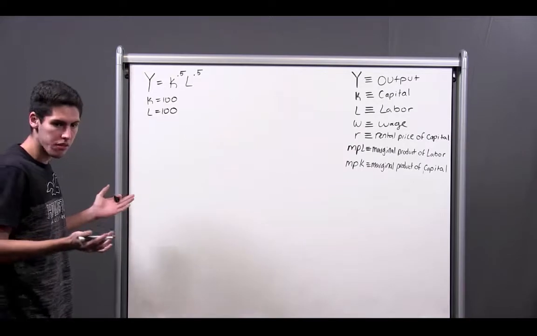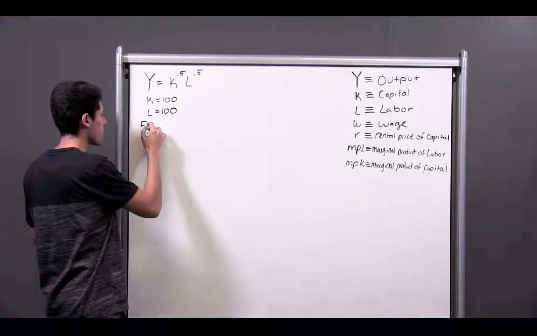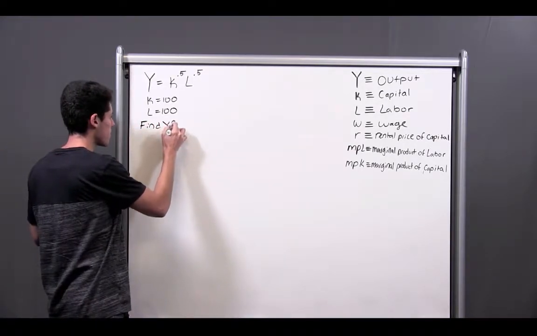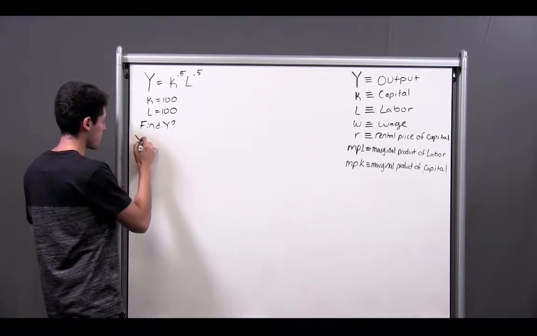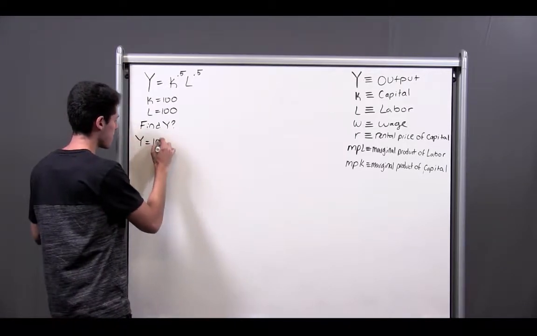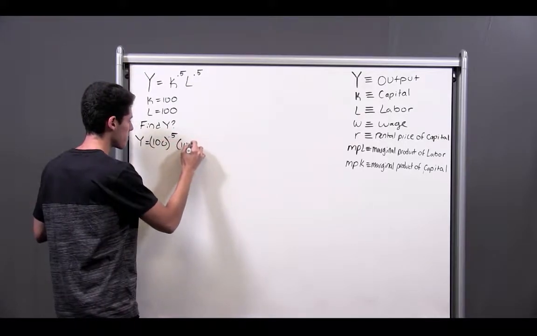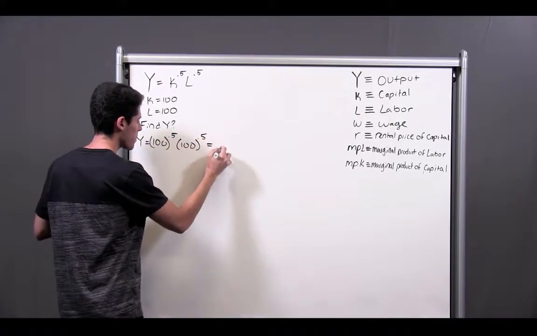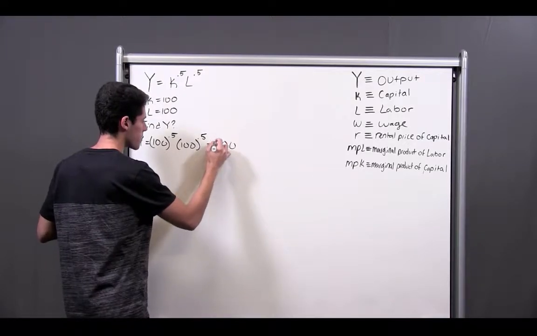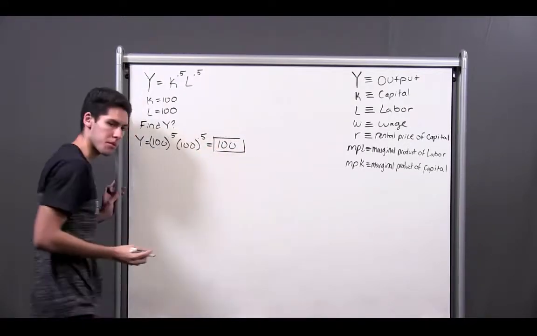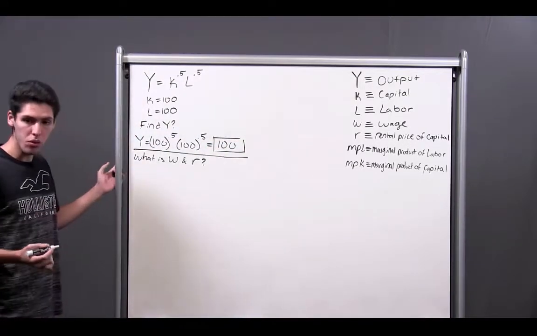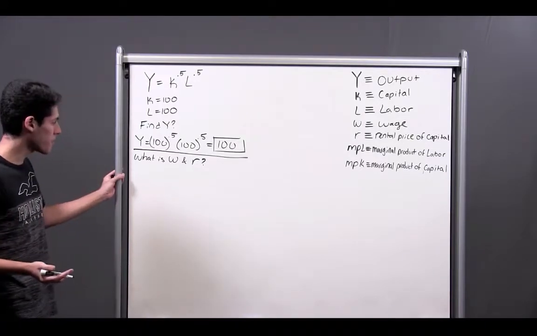And with that, we can find output very easily. So how to find output? That'll just be by plugging in the information we have here into the equation, and we will find that output is 100. Pretty simple. So, question 2, what is wage and rental price of capital?